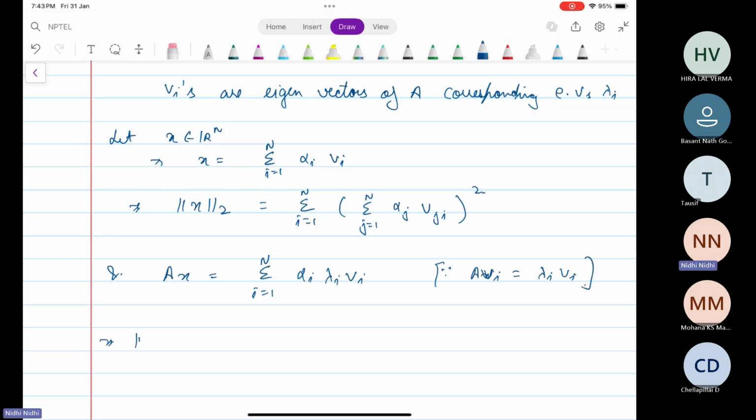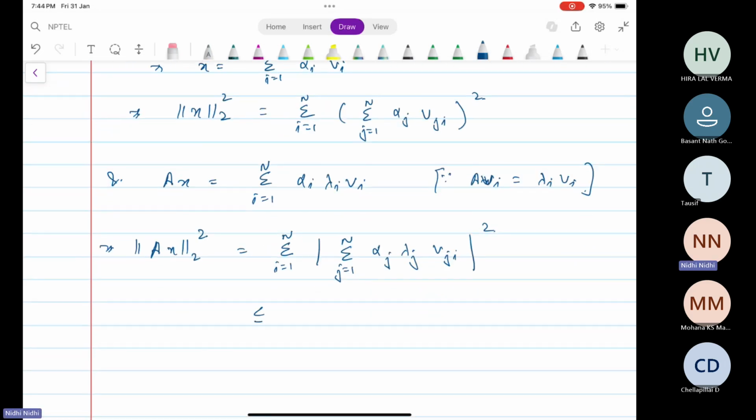Now, this gives us the L2 norm of Ax is equal to summation i from 1 to n mod summation j from 1 to n alpha j lambda j vji square. Now this is less than or equal to rho A square, because rho A is basically the maximum of all modulus lambda i's. So I can take this outside and this will be less than or equal to rho A square times summation i from 1 to n summation j from 1 to n alpha j vji square. Now this was the L2 norm of x. So this is rho A square times 2 norm of x.